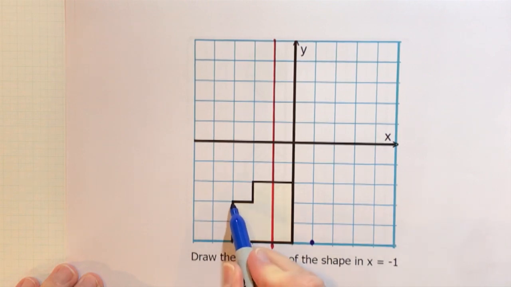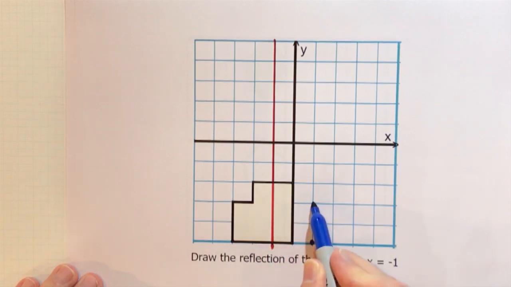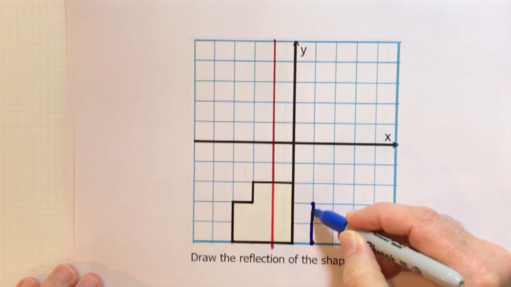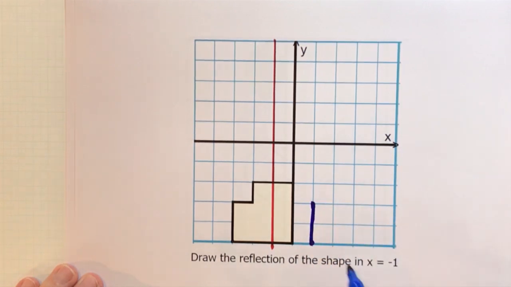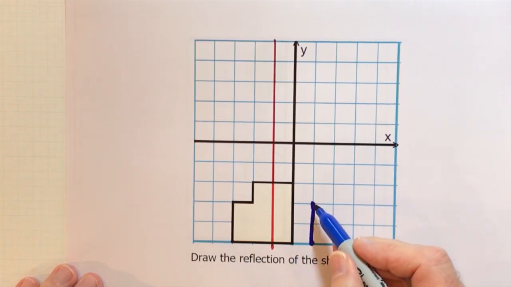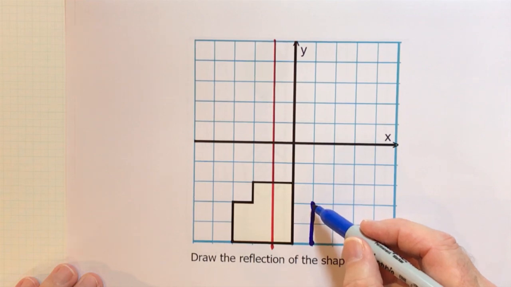Then I'll go up to here. That is 2 squares to the left of the red line. I want to go 2 squares to the right. So I can see that one side of my shape is here. You of course use a ruler to join those up with a nice thin line, not like my thick line here, but that's just so that it shows up on your video.